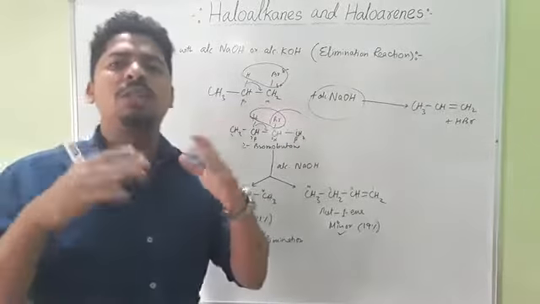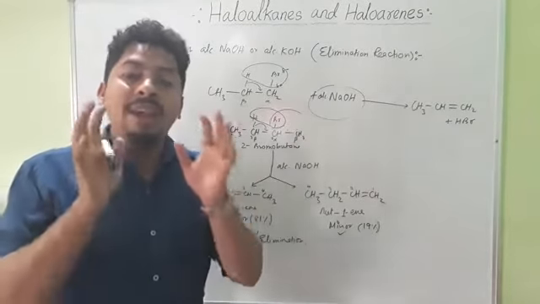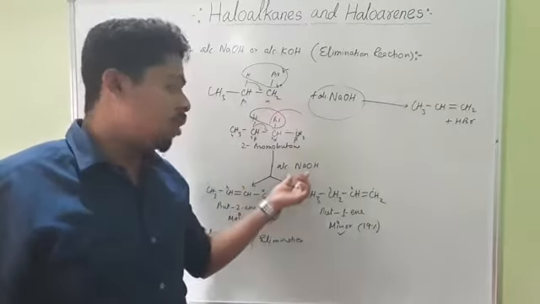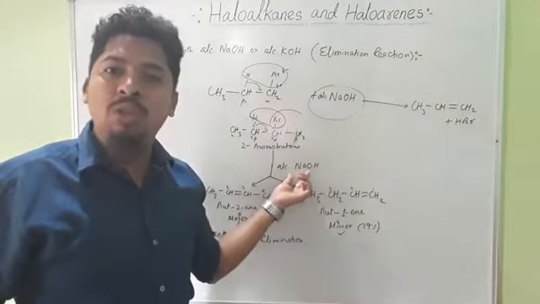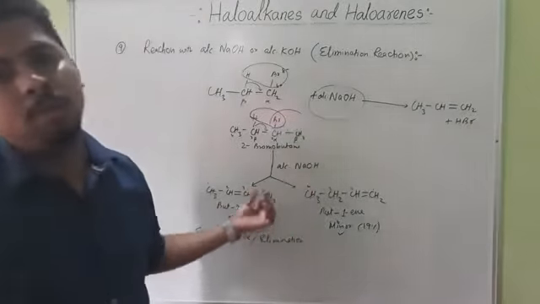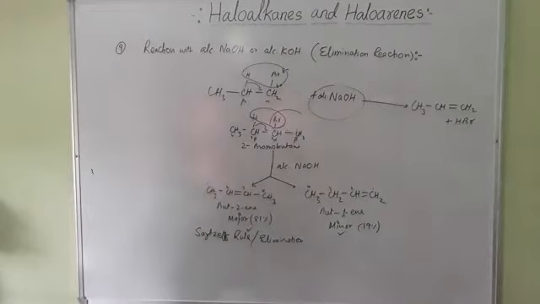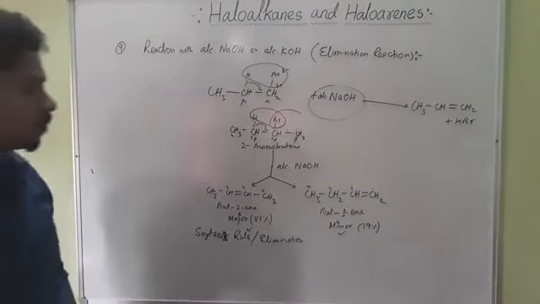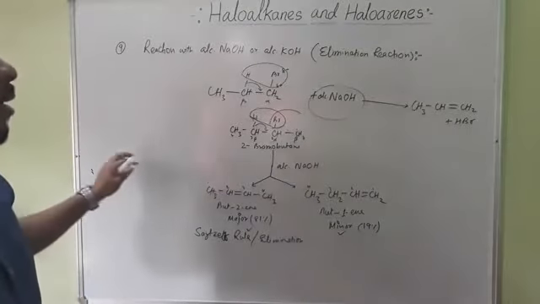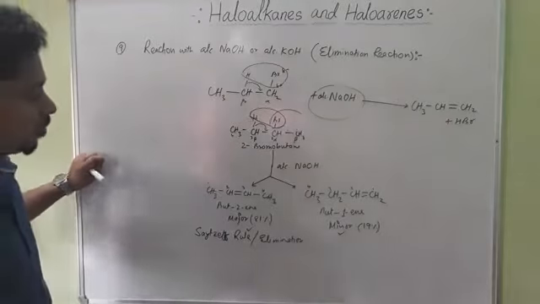Saytzeff elimination or Saytzeff rule says that when any haloalkane having more than 2 beta hydrogen atoms is treated with alcoholic NaOH or alcoholic KOH, we will get a mixture of products, and the more substituted product will be the major product. So this is all about this elimination reaction.